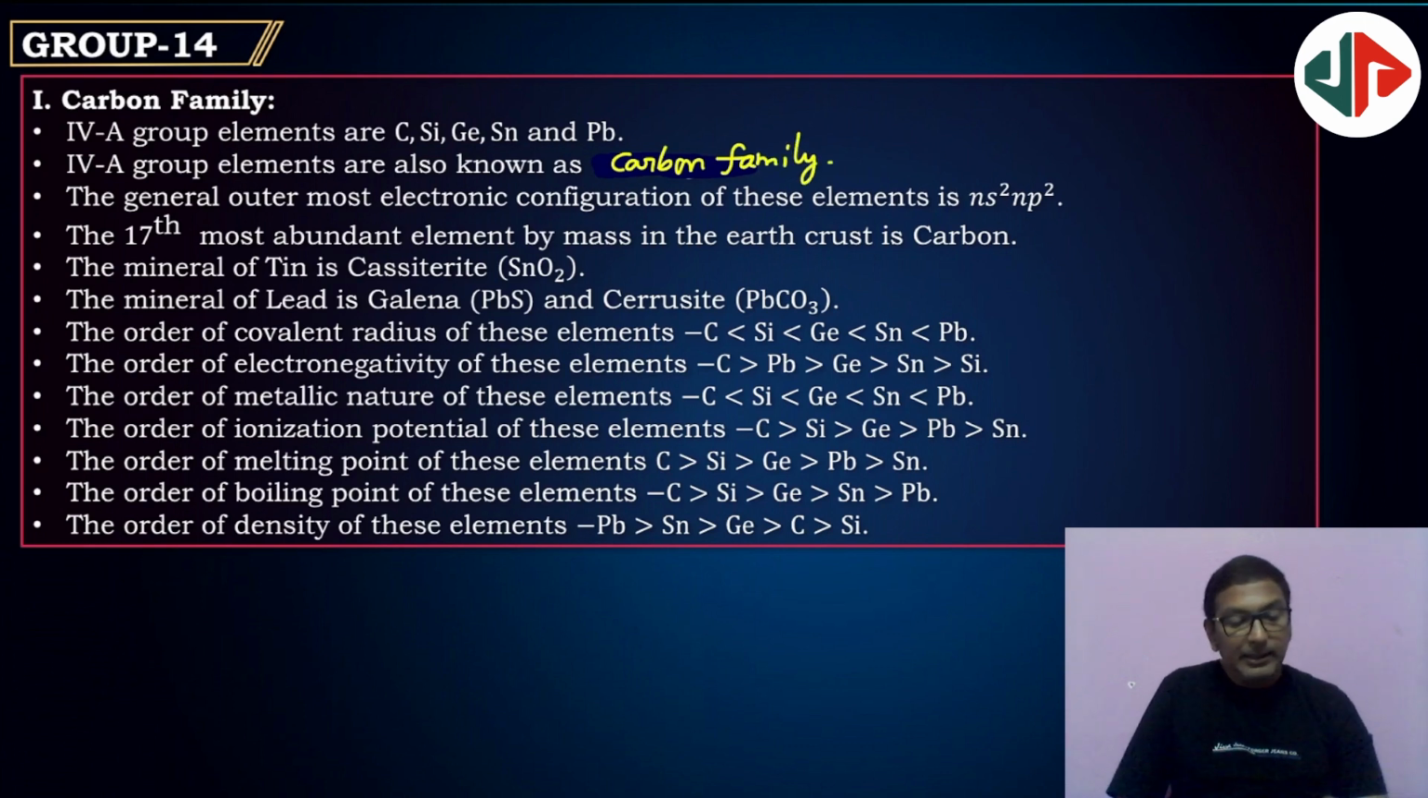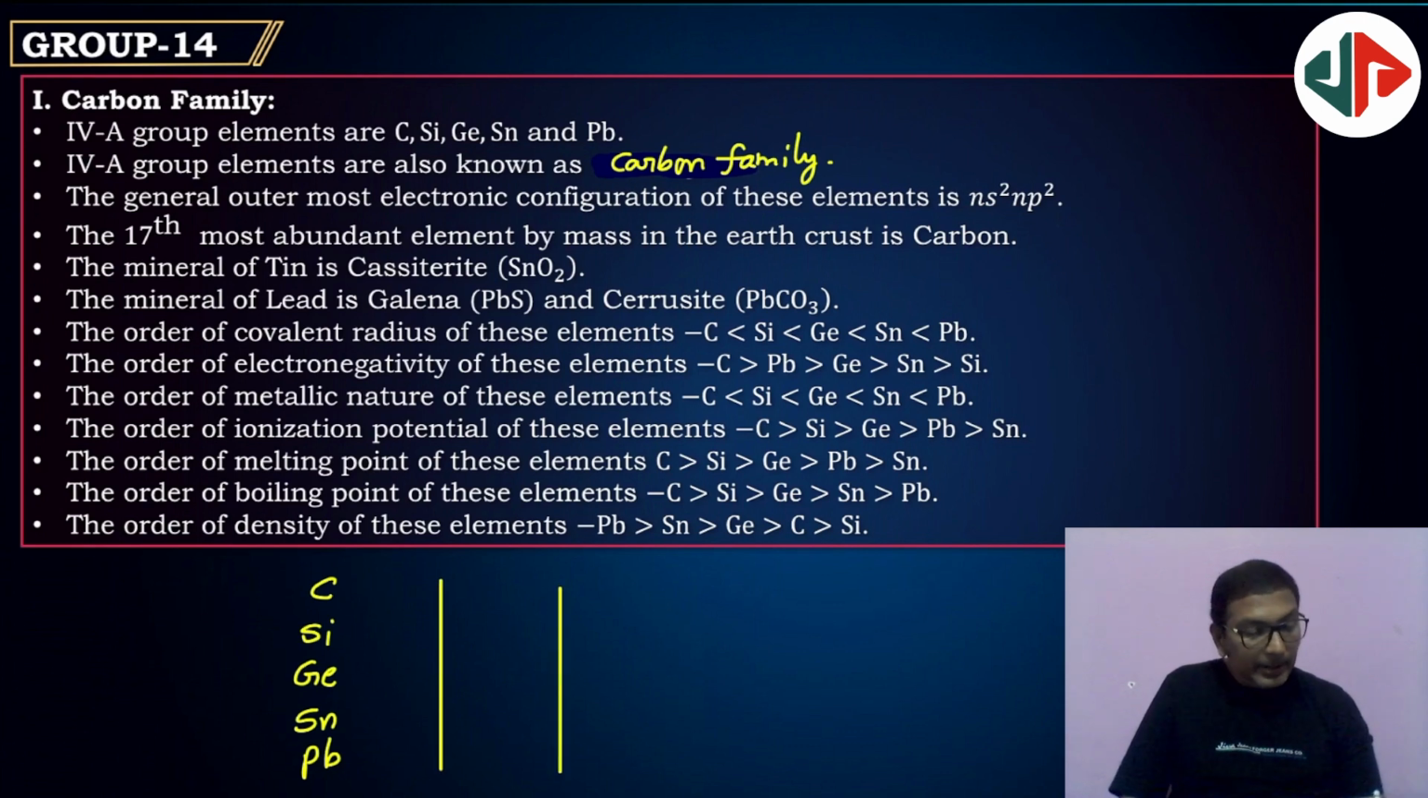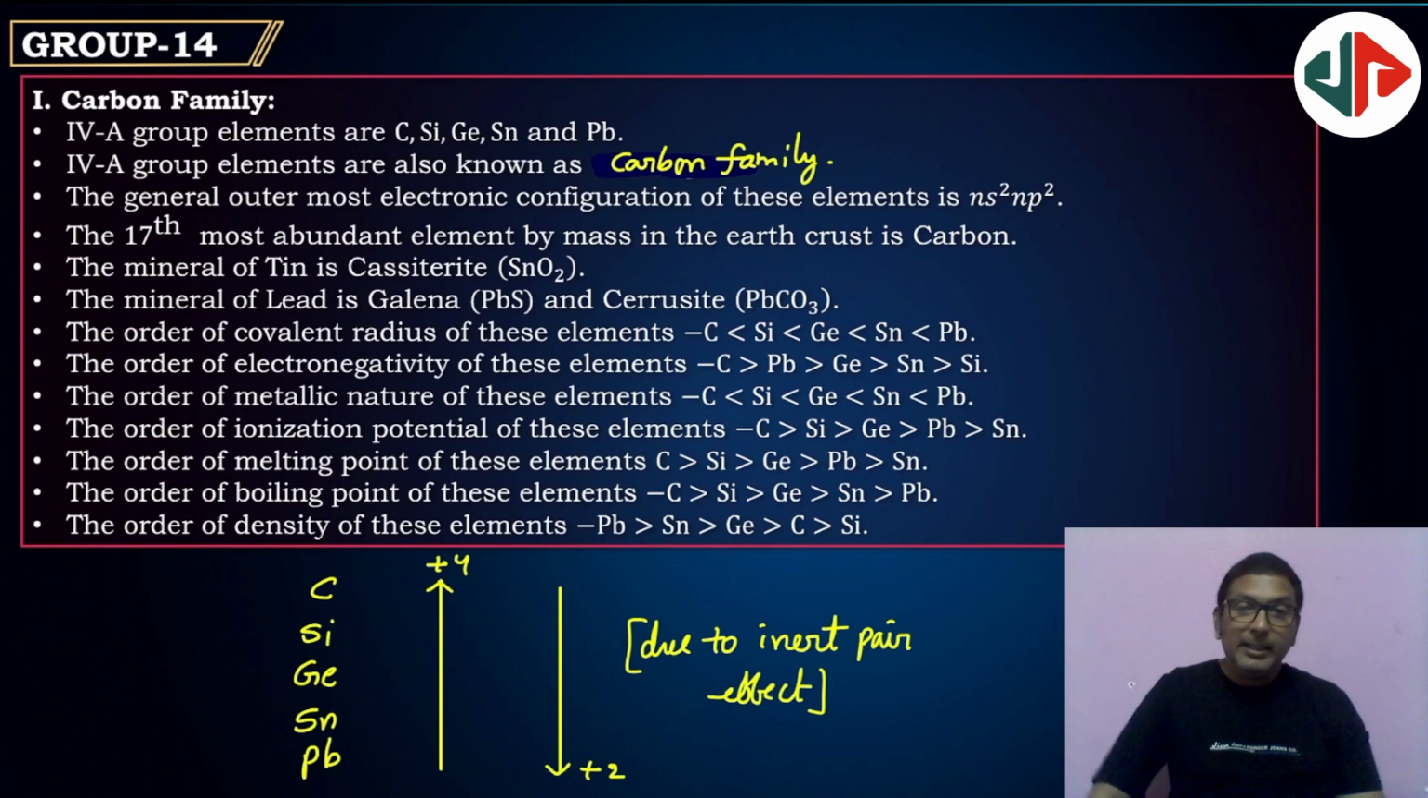Next, the general electronic configuration is ns2 np2. So here also the inert pair effect is there. Carbon, silicon, germanium, tin, lead. The common oxidation states are +2 and +4. In this direction the +4 state increases, and in the other direction +2 increases due to the inert pair effect. So for lower elements, the lower oxidation state is stable. For higher elements, the higher oxidation state is stable.